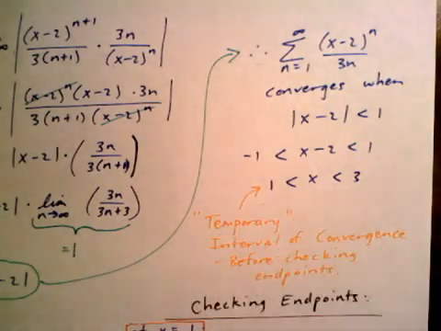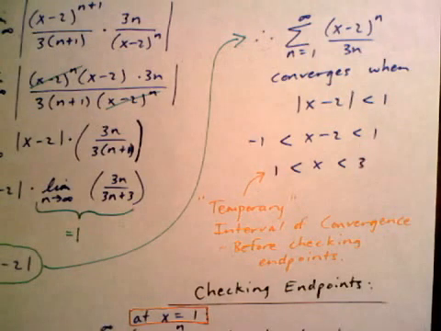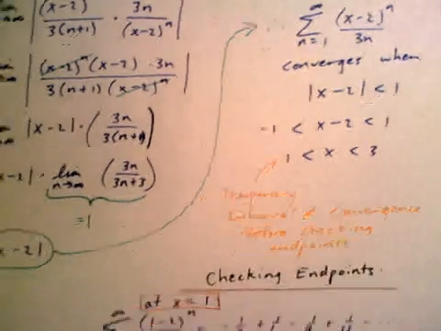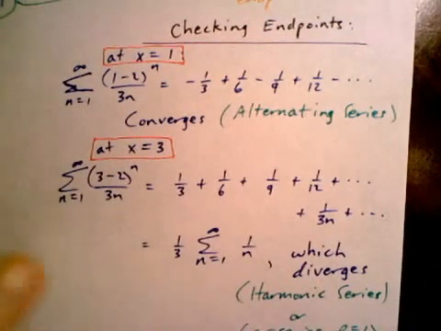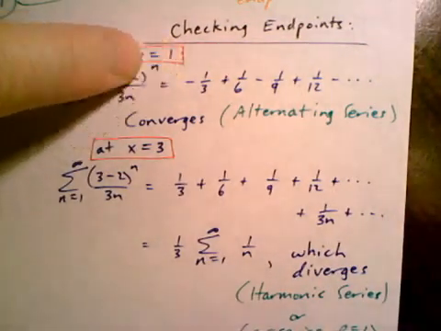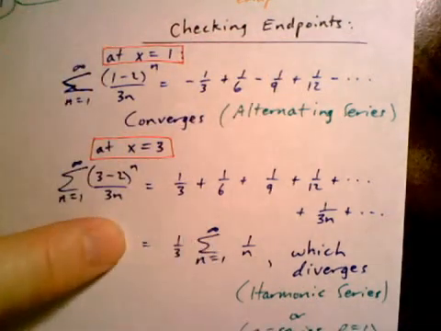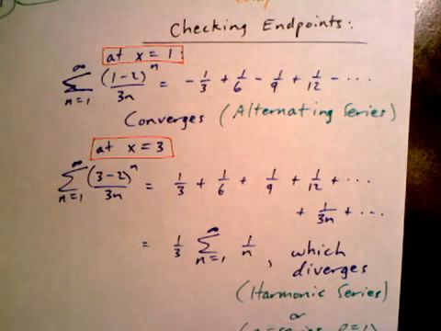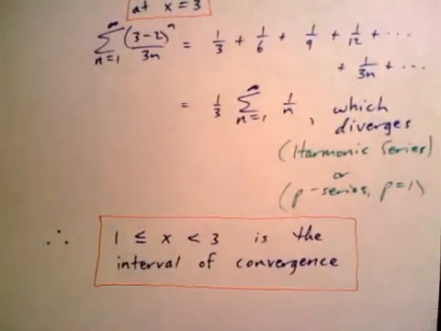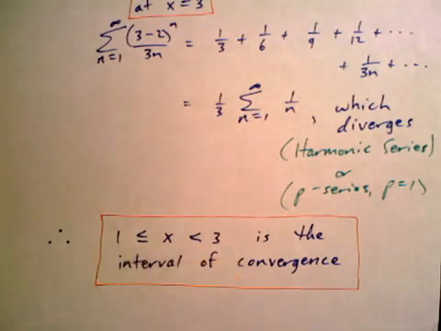Okay, so we always have that. Checking the endpoints, I should have, oh yeah, that's right, 1 to 3. And checking at x equals 1, there's the series there. It converges. It's an alternating series. At x equals 3, this diverges. Okay, and you could say p-series p equals 1. It's also called the harmonic series, 1 over n. I don't need to have that term, but anyway. So that's why we have convergence at 1, but not at 3.